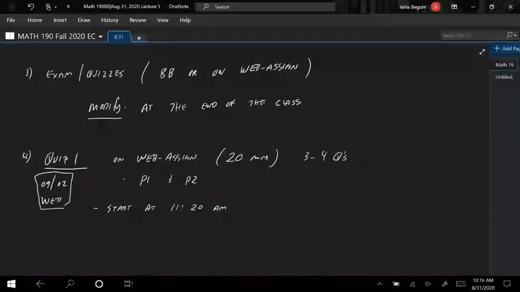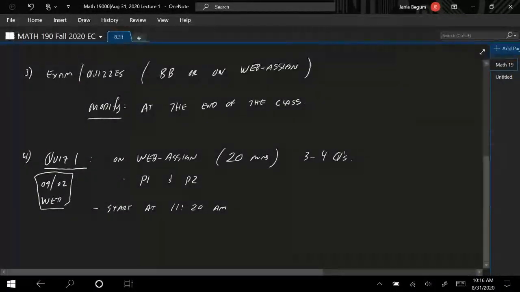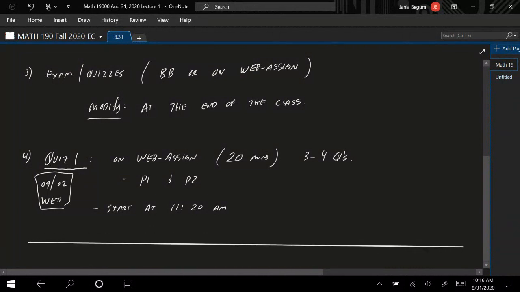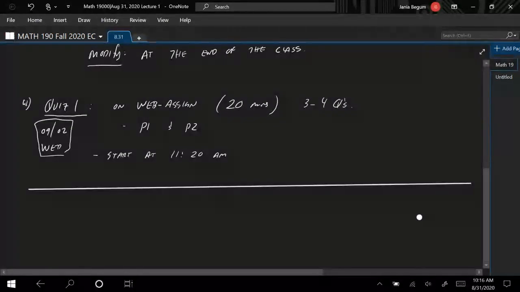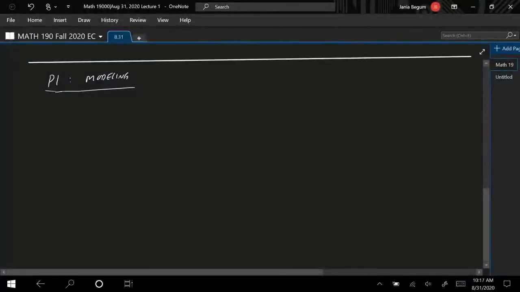All right. So we're going to go ahead and start. Last time we were talking about prerequisite sections and we finished P1. So in P1, we did modeling. Now, I would like to just continue that and give you guys a few more questions to work on. So let's continue that. Just a couple more minutes.